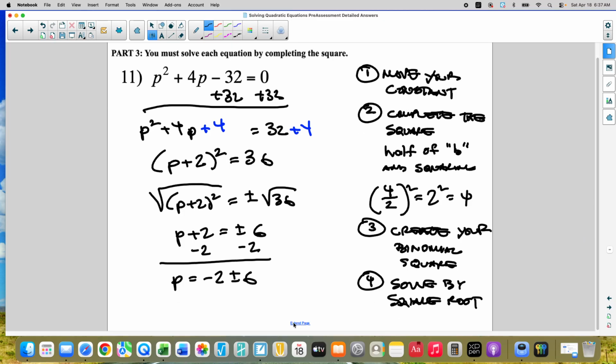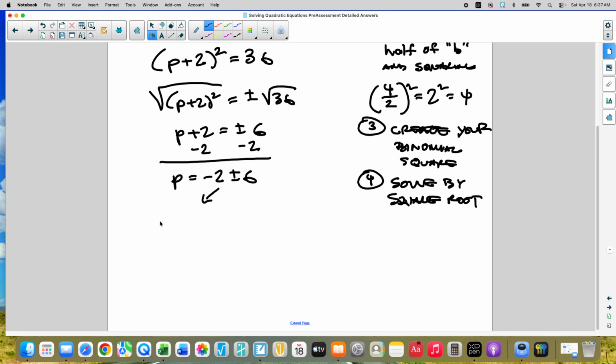That produces two statements. You have negative 2 plus 6, and you have negative 2 minus 6. This negative stays negative 2 in both situations. The only thing alternating is the 6. It goes positive 6 and negative 6. We want both situations, giving us 4 and negative 8. And then I need to put my answers in numerical order.